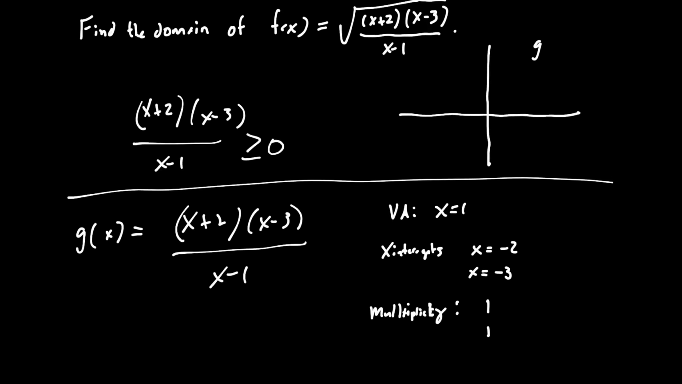So this is a picture of g of x. And here we have a vertical asymptote. Here we have an x-intercept and another x-intercept. So this one is negative 2, 0, and this one is positive 3, 0. So this should actually be a positive 3 here.